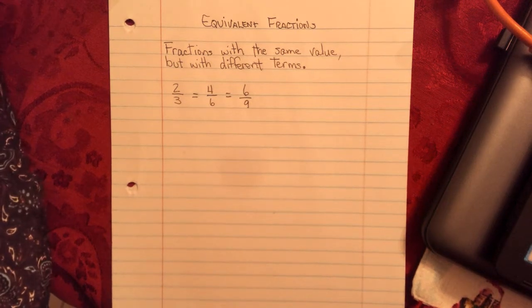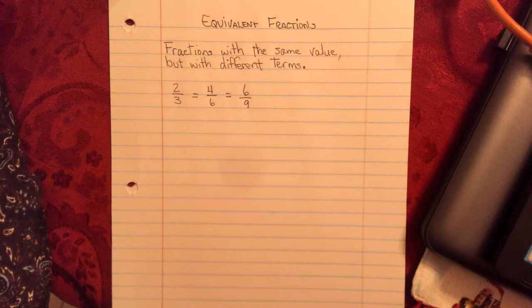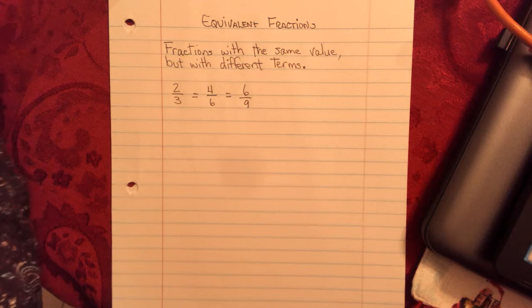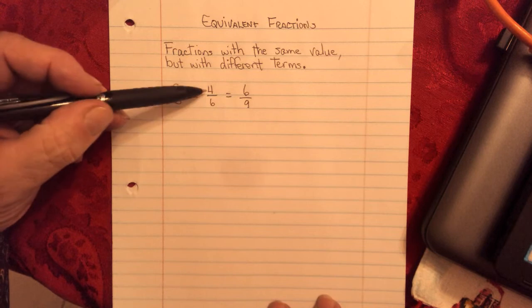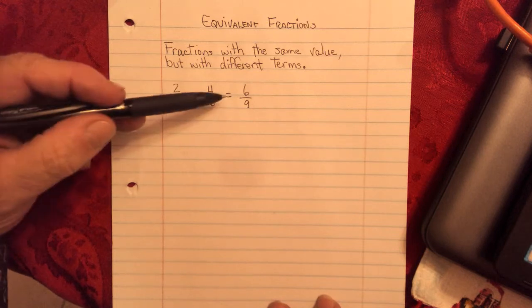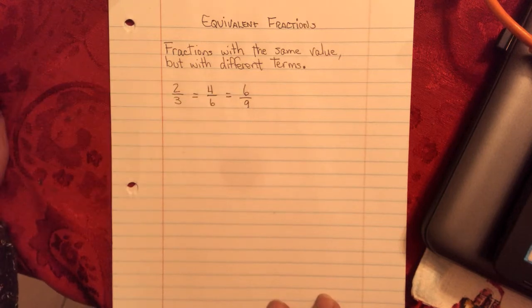Today I want to show you how we're going to find equivalent fractions. These are fractions that have the same value, but they have different terms. For example, 2/3 is equivalent to 4/6, which is equivalent to 6/9.